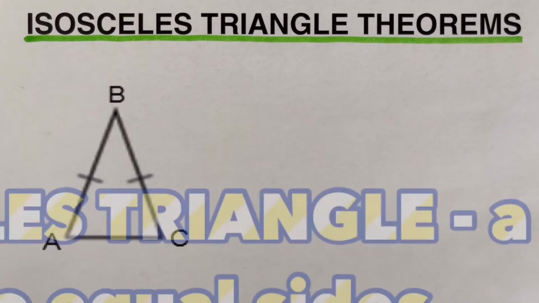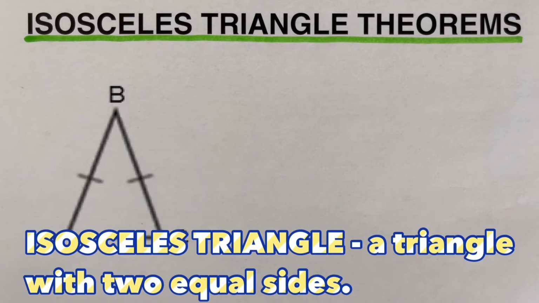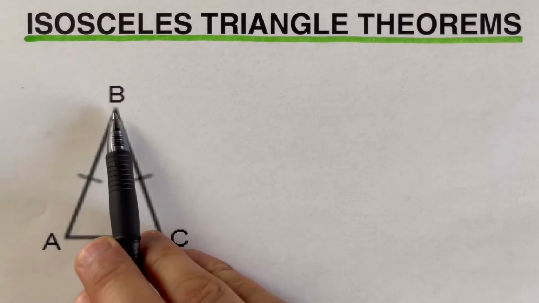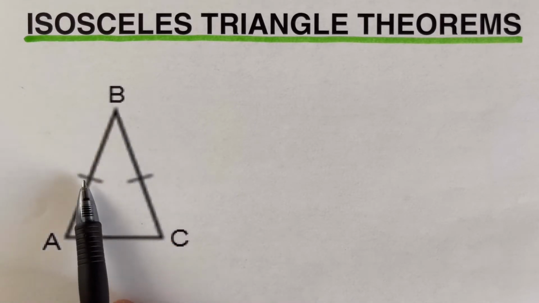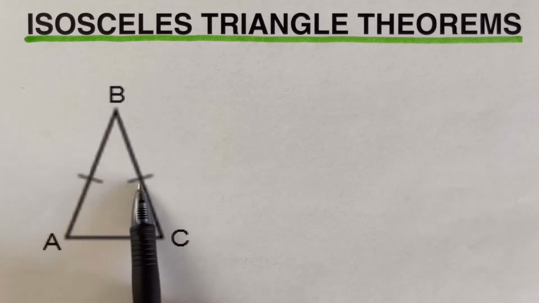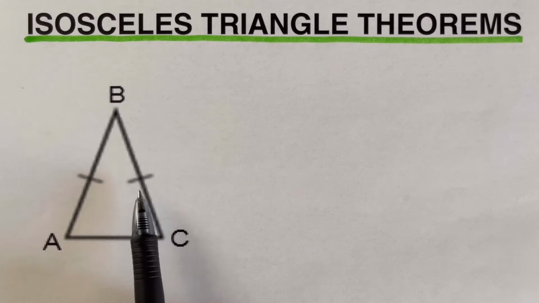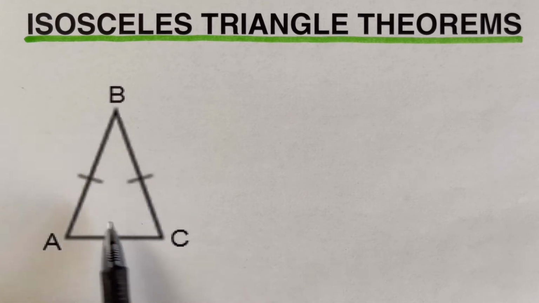We remember that an isosceles triangle is a triangle with two equal sides. Looking at this triangle right here, side AB and side BC have been marked with this tick mark. This tick mark tells us that these two sides are equal, or congruent. So we can say that this triangle is an example of an isosceles triangle. Now, what is the isosceles triangle theorem?